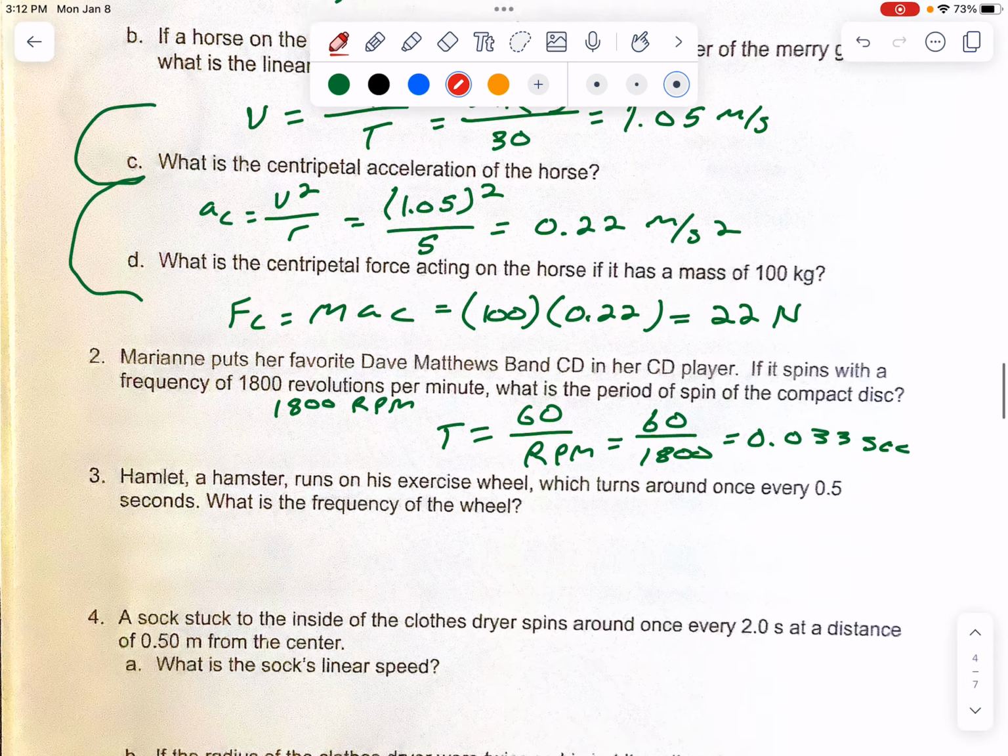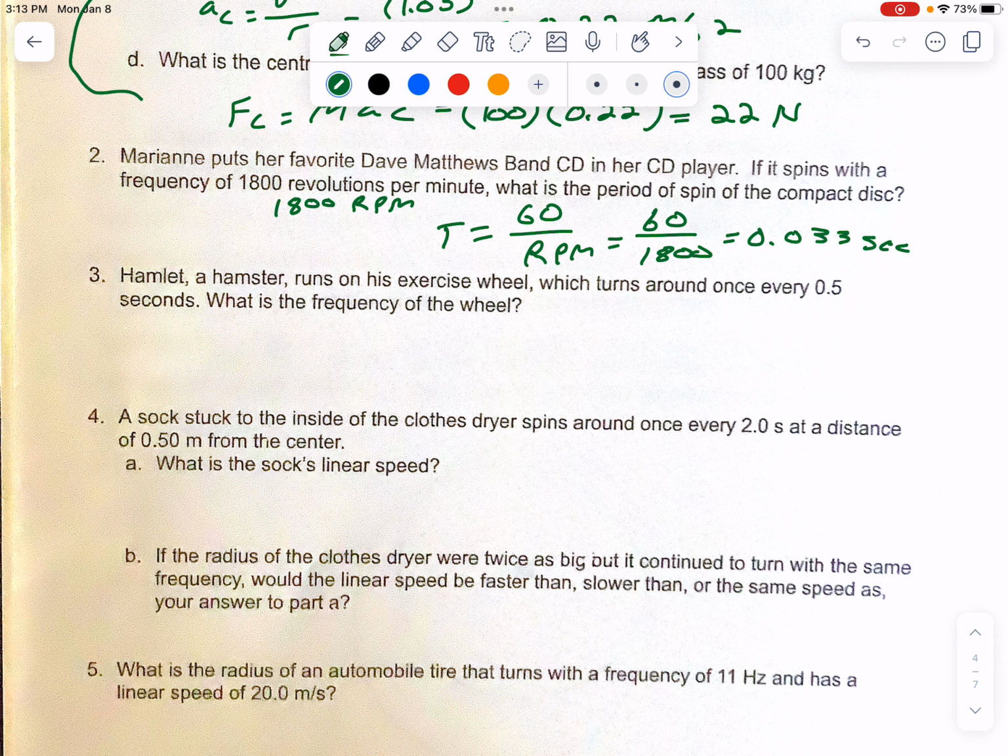Okay, so going back down here, Hamlet, a hamster, runs on his exercise wheel, which turns around once every 0.5 seconds. So that just gave you your period right there. There's your big T. What is the frequency of the wheel?